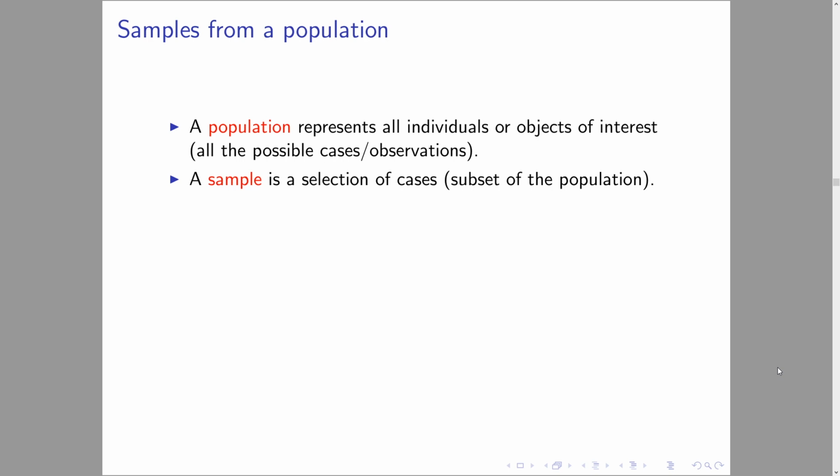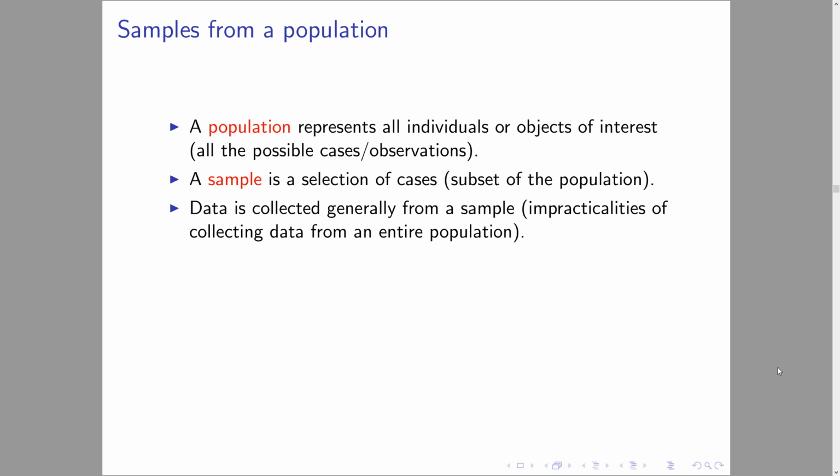It can also include the entire population, but if your sample includes the entire population, it may as well be the population itself. So data is generally collected from a sample, and that's because in practice, it's generally highly improbable or highly unlikely that you'll be able to collect data from an entire population.